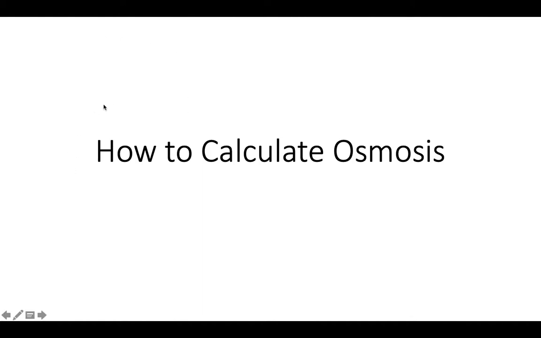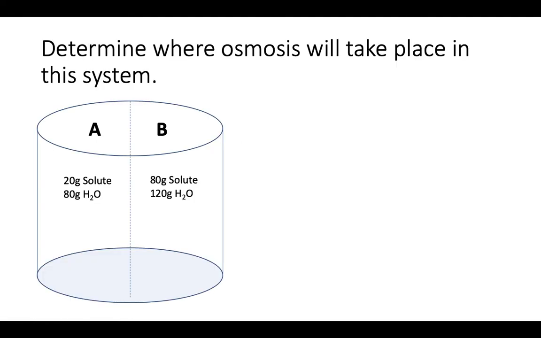All right, so this will be how to calculate the osmosis, the movement of water in a system. So when you get the test, the questions will look very similar to this, where you'll have a beaker with a side A and a side B. On side A, you'll have the amount of solute and the amount of water. Same thing for side B.